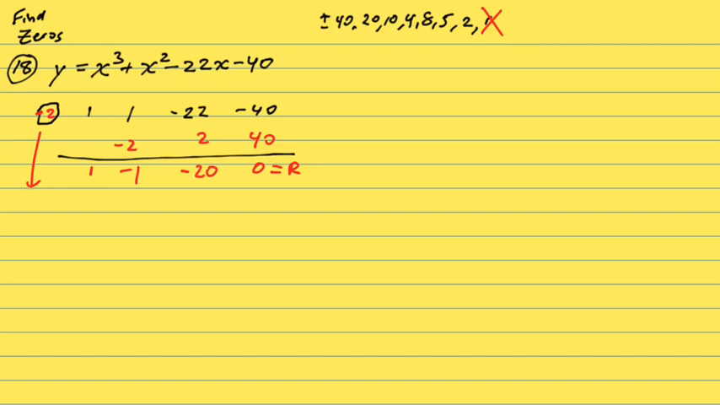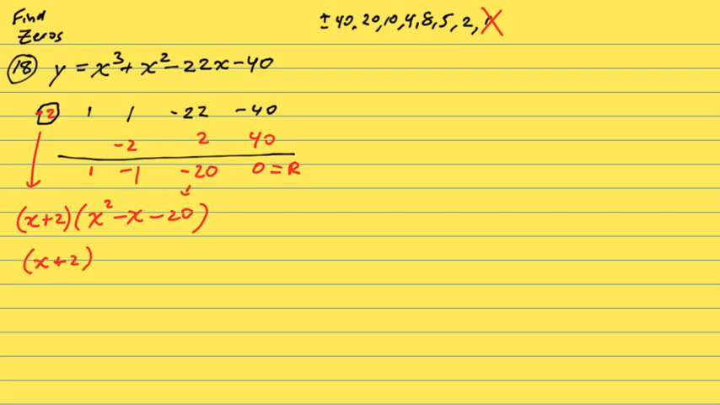So that negative 2 means that x plus 2 is a factor. This is x squared minus 1x minus 20. These are all the numbers from my division.